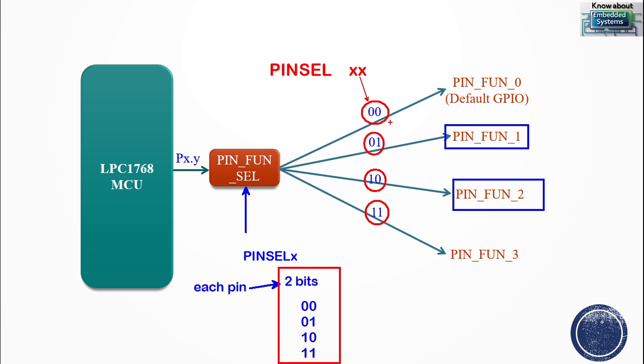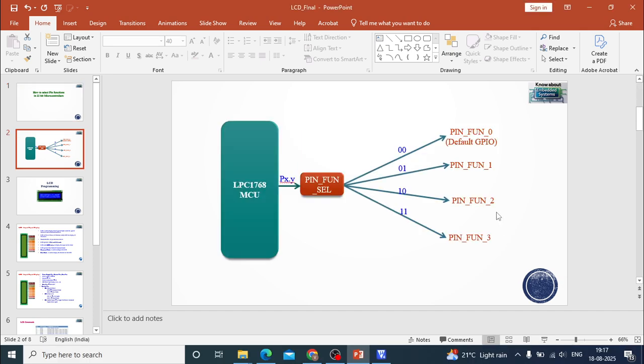Okay, so in this way we can select different port pin functionalities with the help of pin function selection. A separate block is defined in the microcontroller, and using this pin function selection we can configure different functions. Now I'll take you to one use case example.